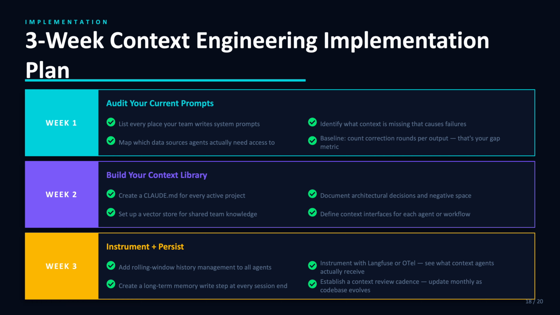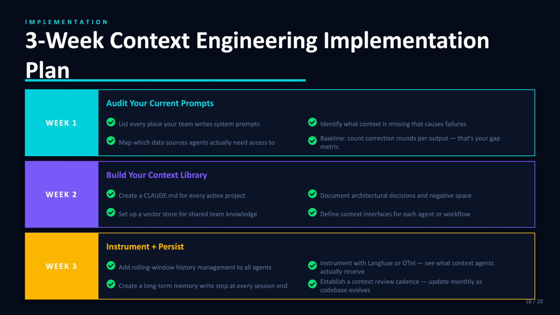Week 2. Build your context library. Create a CLAUDE.md for every active project. This is your first tangible deliverable. Document your architectural decisions and your negative space. Set up a vector store for your team's shared knowledge base. And define context interfaces for each agent or workflow. The explicit contract specifying what context that agent needs to do its job.